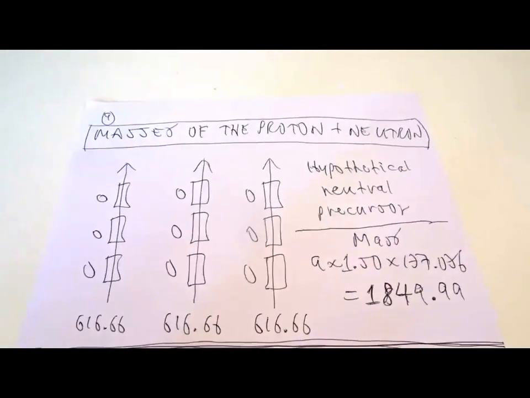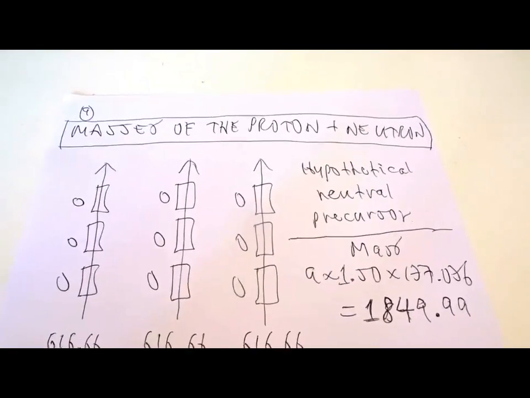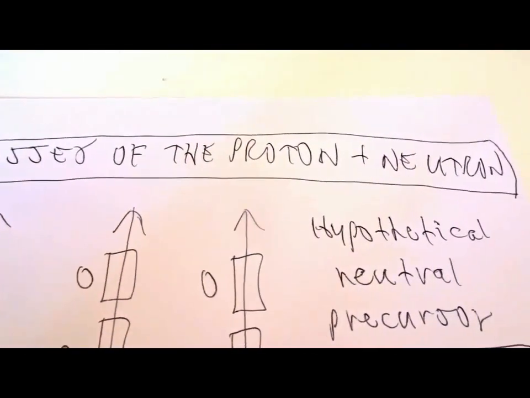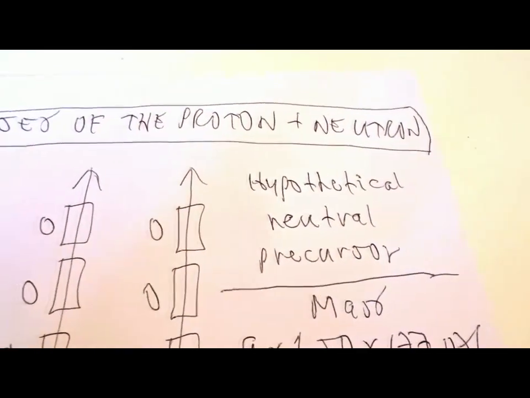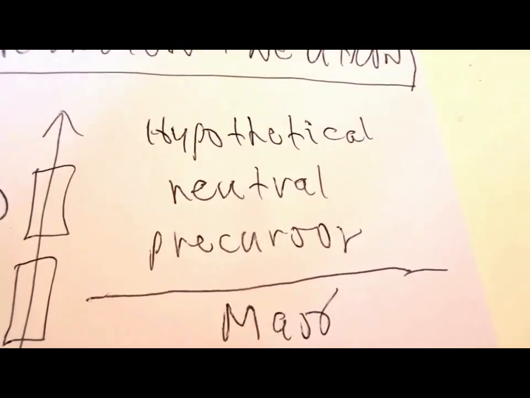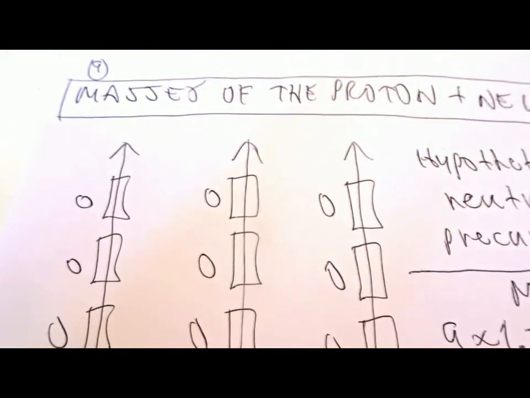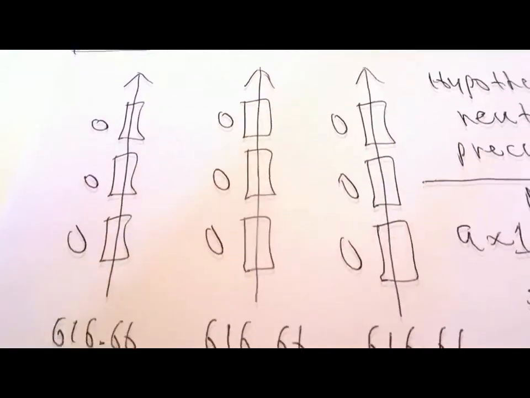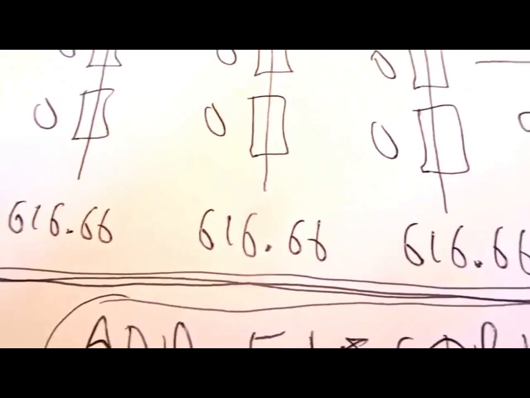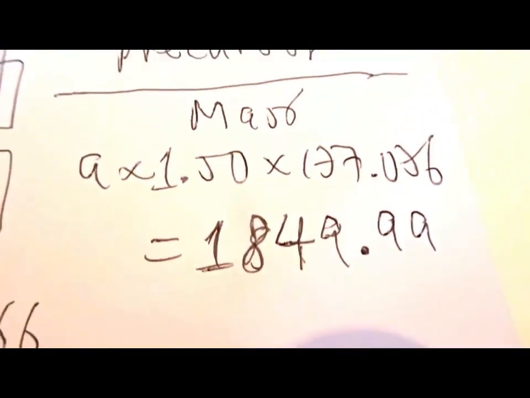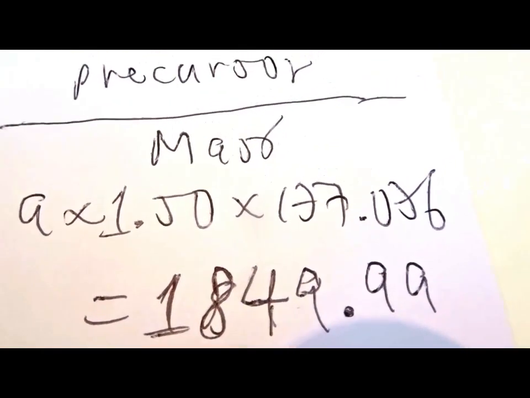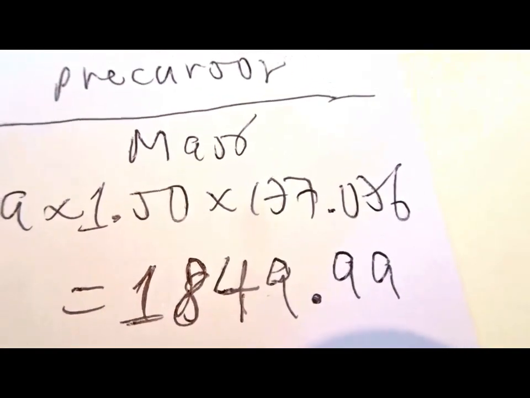Now we've shown how to calculate the masses of small holes left during the weak or strong forces, but let's talk about the total masses of a proton or neutron. This is very speculative, but I believe they both come from what's called a hypothetical neutral precursor, which is three quarks, or maybe they're neutrinos, all of zero charge, and they all have equivalent mass energies of 616.66. You can calculate that from a simple formula: 9 times 1.50 times 137.036, which is the fine structure constant.